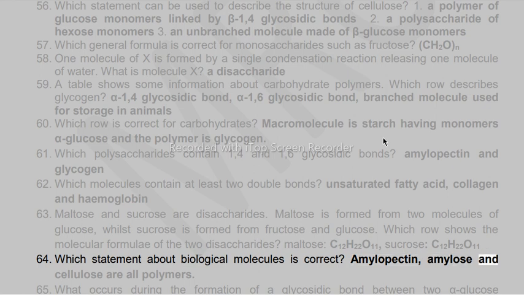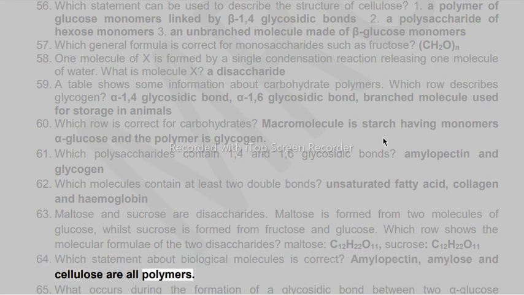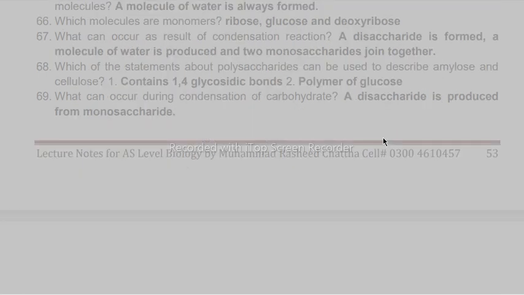64. Which statement about biological molecules is correct? Amylopectin, amylose, and cellulose are all polymers. 65. What occurs during the formation of a glycosidic bond between 2 alpha-glucose molecules? A molecule of water is always formed.